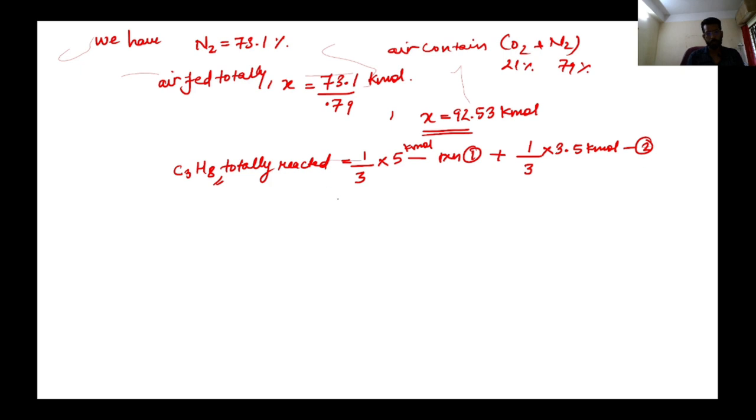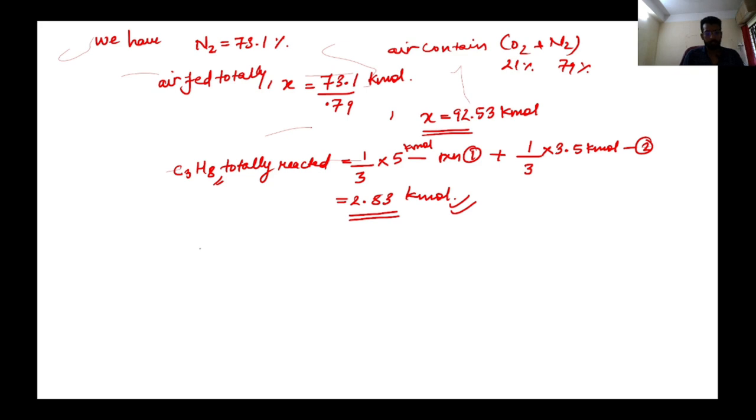So totally it will react around 2.83 kilomole. Okay, let's check once. 2.83 kilomole. This is the quantity of C3H8 which reacts totally in both the reactions. So corresponding to this quantity, how much oxygen has been reacted based on the desired reaction? Our desired reaction is the first reaction.